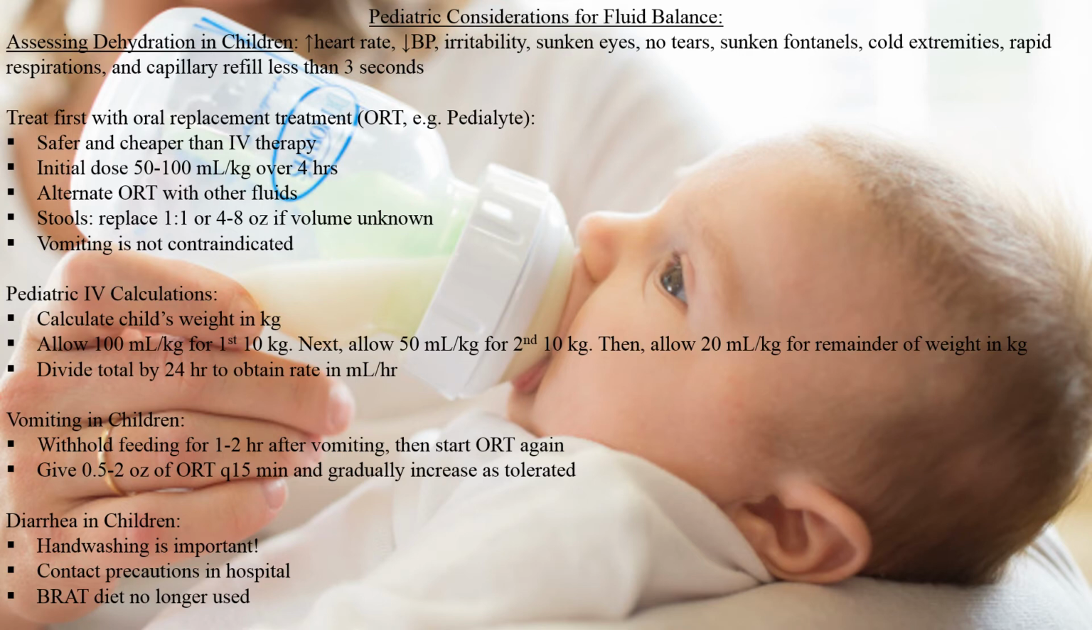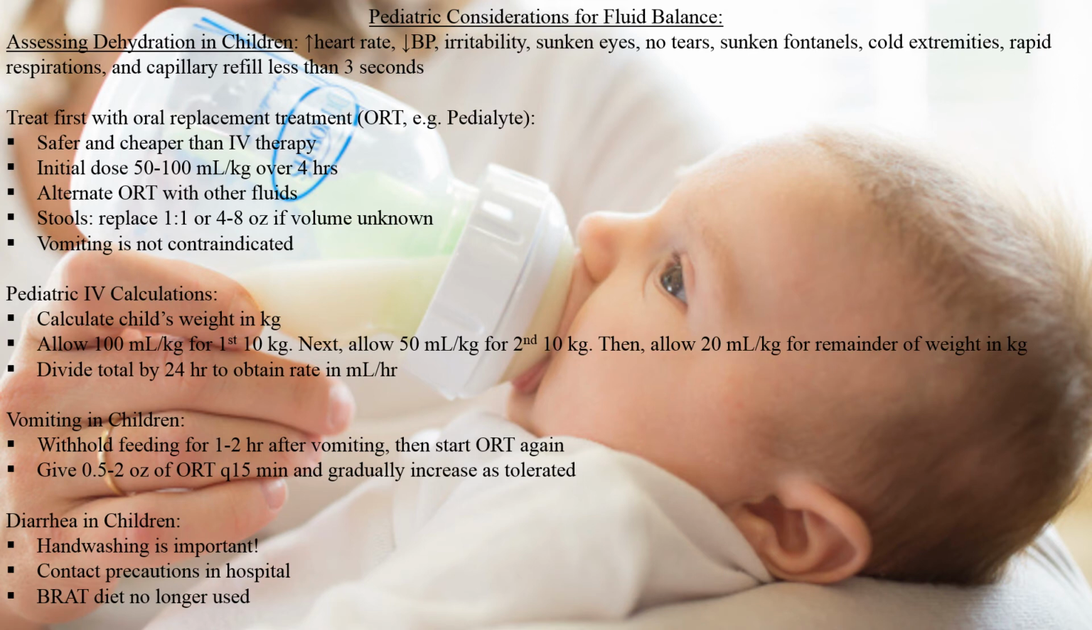When giving IV fluids to pediatric patients, please keep a note of the calculations. Calculate the child's weight in kilograms. Allow 100 milliliters per kilogram for the first 10 kilograms. Next, allow 50 milliliters per kilogram for the second 10 kilograms. Then allow 20 milliliters per kilogram for the remaining weight in kilograms. Divide the total by 24 hours to obtain the rate in milliliters per hour.